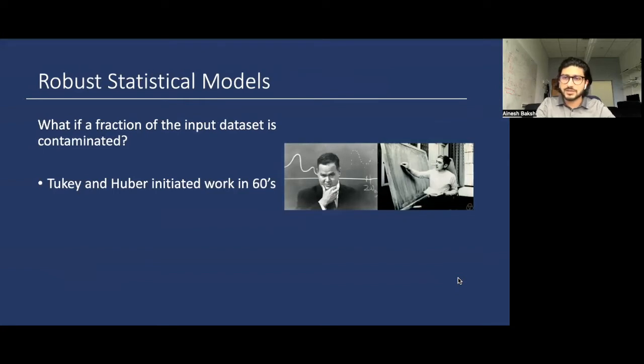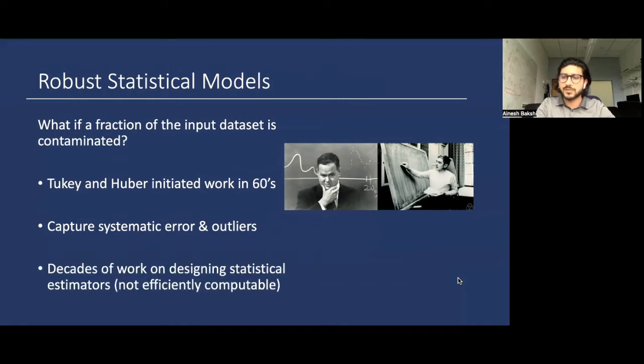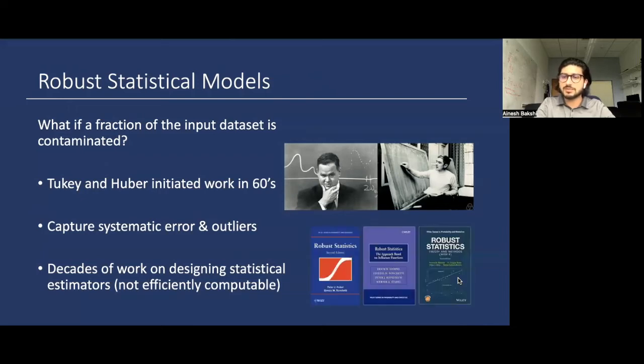As the title of the talk suggests, we are interested in a robust variant of the mixture of Gaussians problem. In particular, we consider the robust statistical model initiated by works of Tukey and Huber back in the 60s. This model asks for estimates that are robust to a small fraction of the data being arbitrarily contaminated. The model aims to capture systematic error in data collection and potentially nasty outliers. This has been an active area for research in the statistics community, spanning multiple decades, as evidenced by multiple books that have been dedicated to designing robust estimators. However, typically the estimators that are obtained in these works are computationally intractable in high dimensions.